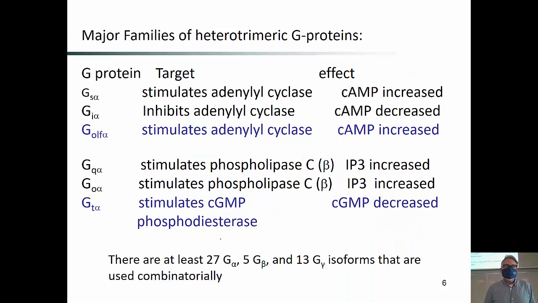We looked at a number of different alpha subunits, but really the one we focus on is G-alpha S, which is used to turn on adenylyl cyclase. Today we're actually going to look at this one here, G-alpha Q as well. But importantly, there are 27 different alphas, 5 different betas, and 13 gammas, and these can be put together different ways. And we call this combinatorialism. So they can be put together in different combinations.